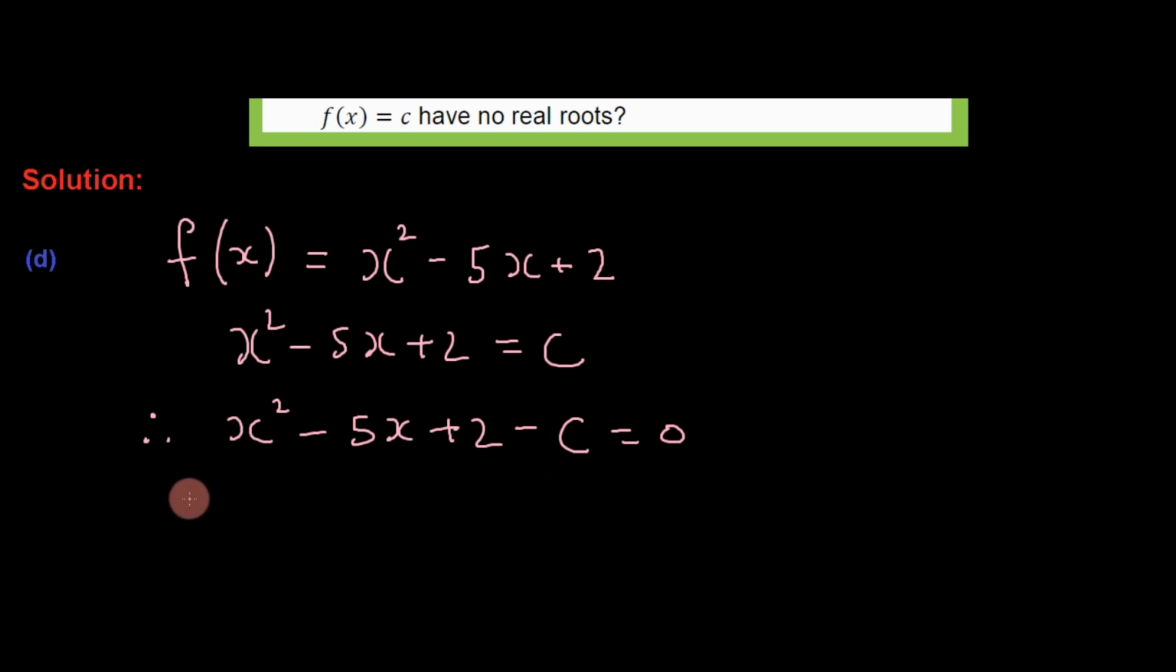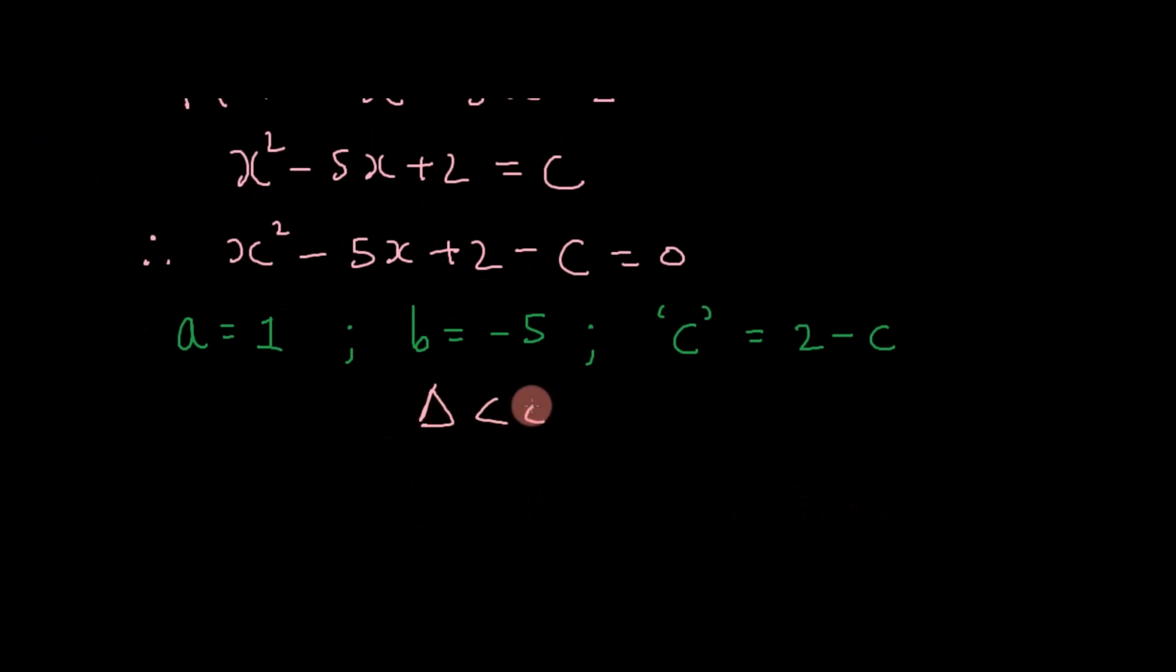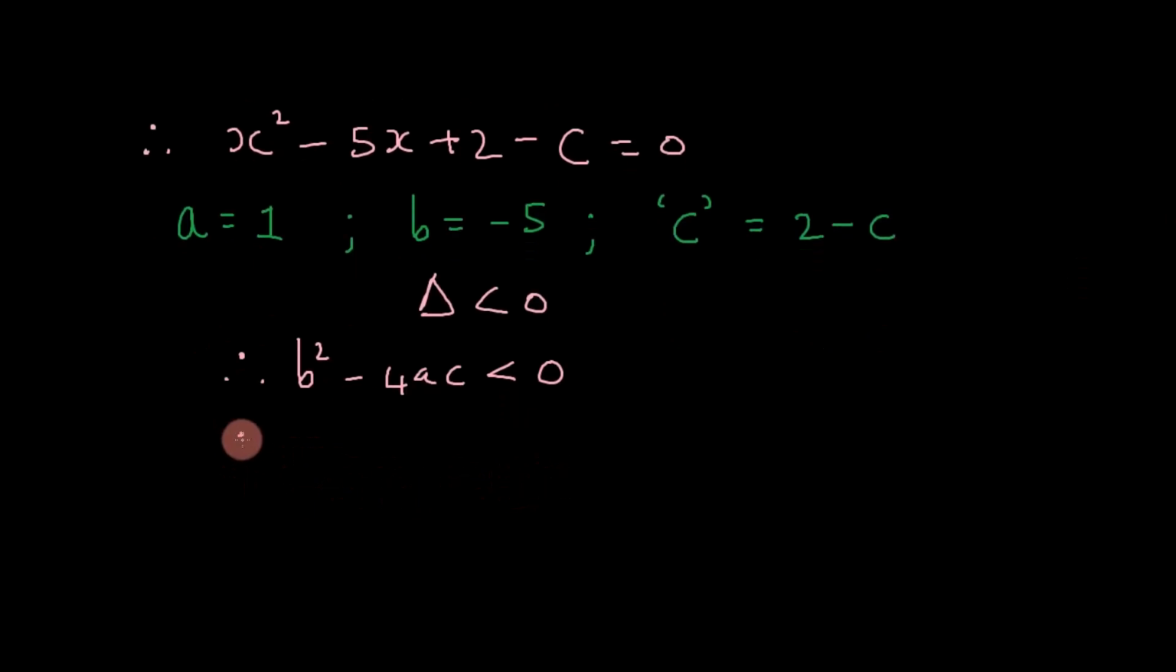So we can write down the values of a, b, and c. So a is 1, the x squared coefficient. B is the x coefficient, which is negative 5. And c is the constant, which is 2 minus c. Once again, we know that delta must be less than 0. So b squared minus 4ac must be less than 0. So b squared will be negative 5 squared, which is 25. A is 1. And c is 2 minus c.